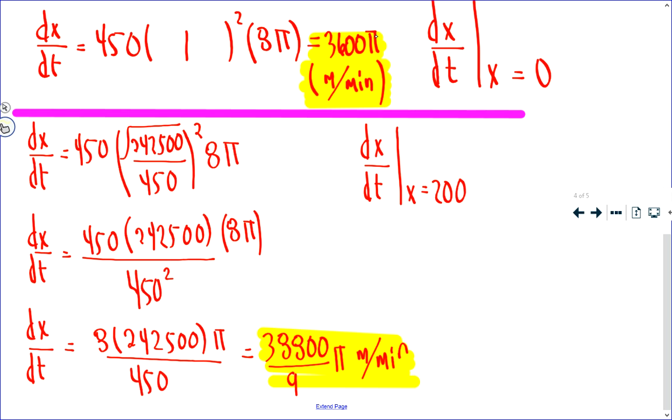I will tell you, though, that you're going to get very big numbers, and they're shockingly big. You're going to get in the neighborhood of thousands of meters per minute. But if you stop and think about it, that makes sense. When you have a light source that's 450 meters away from where it is shining, even a little change in the angle will cause the end of the beam to move quite far.